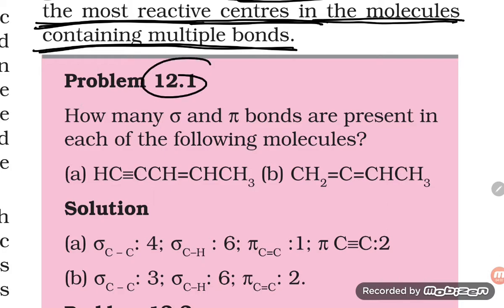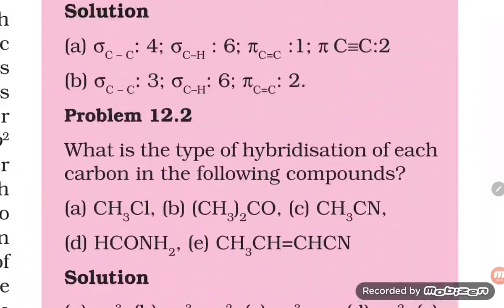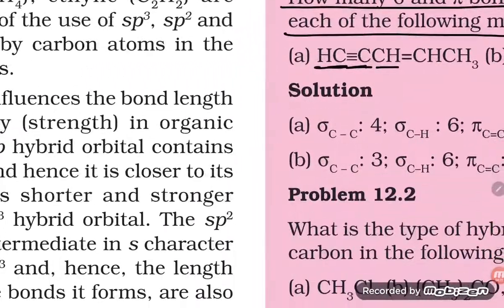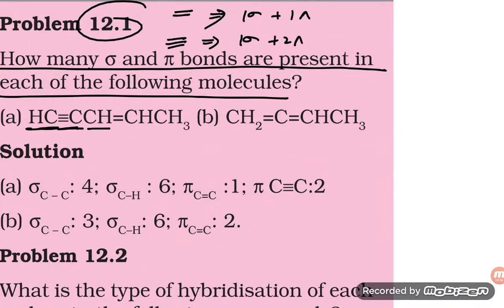You can see the question: how many sigma and pi bonds are present in each of the following molecules. Dear students, double bond means 1 sigma plus 1 pi. Triple bond means 1 sigma plus 2 pi. Here, you can make the diagram like that, students. There is a space scarcity here.